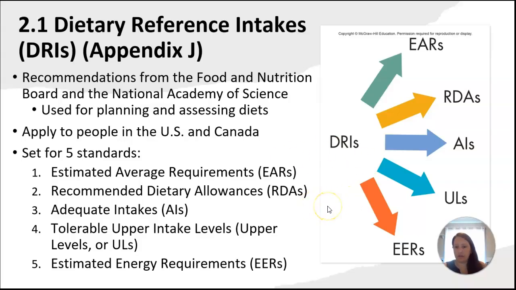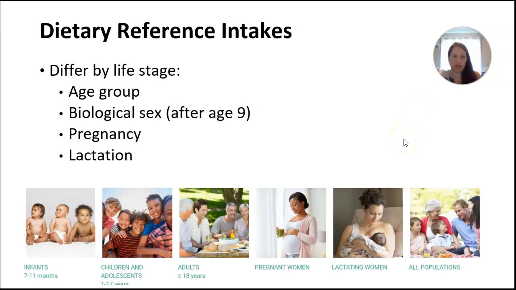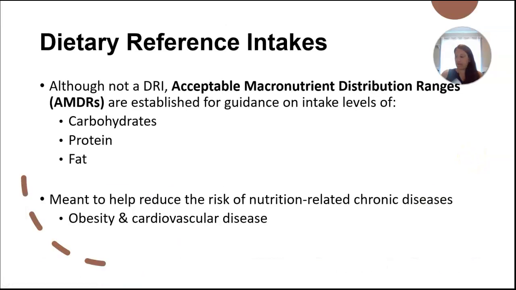We'll notice when we get there that the dietary reference intakes, so each of those standards, are going to differ by life stage. Individuals who are of different ages are going to have different requirements for nutrients. After age 9, there are going to be differences according to biological sex. People who are pregnant or who are lactating are going to have different requirements as well. And so those 5 standards are going to be dependent on these things. Okay, so the dietary reference intakes are going to differ by life stages.